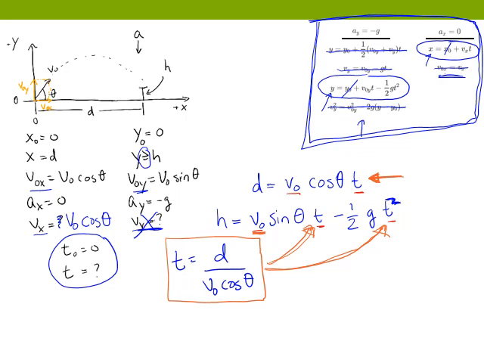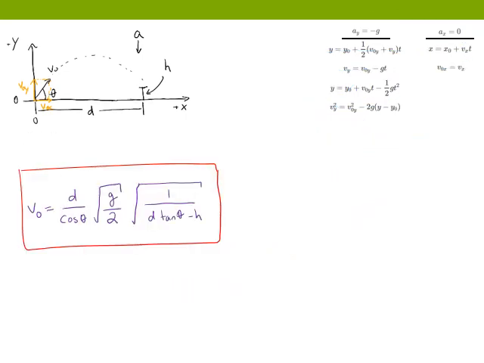Go ahead and pause the video. Find out what the expression for v naught is, then come back and start the video again. So after some algebra and a bit of rearranging and simplifying, we get this expression.